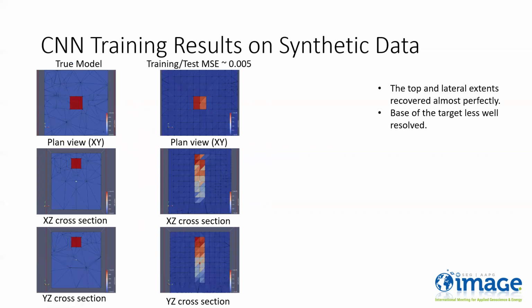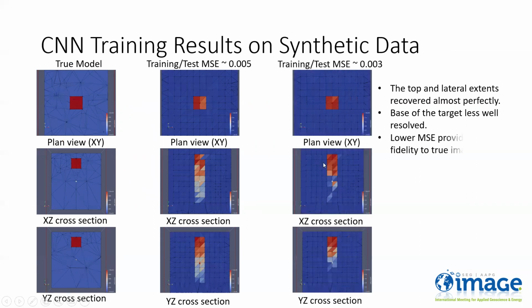Now, compared to the previous inversion, we see that the convolutional neural network has resolved the top and the sides of the target quite clearly, but the base is not yet well resolved. But as the training continues and the mean squared error diminishes further, we begin to see that the base of the target is also beginning to get a better result.